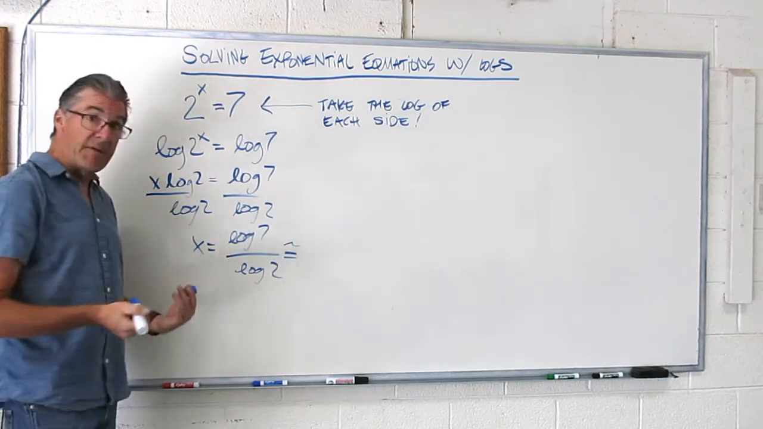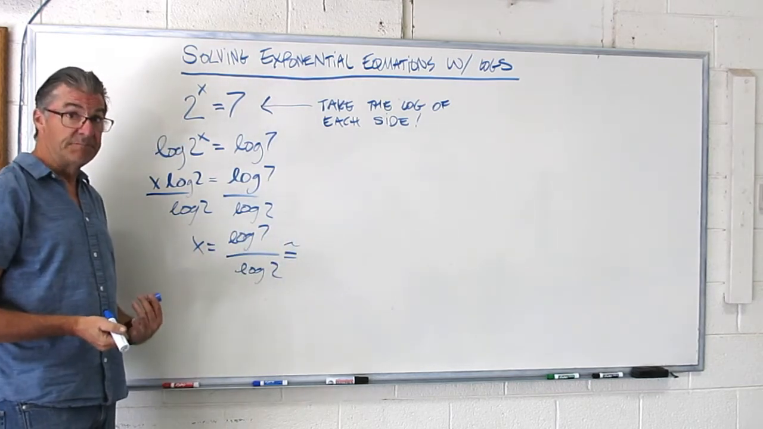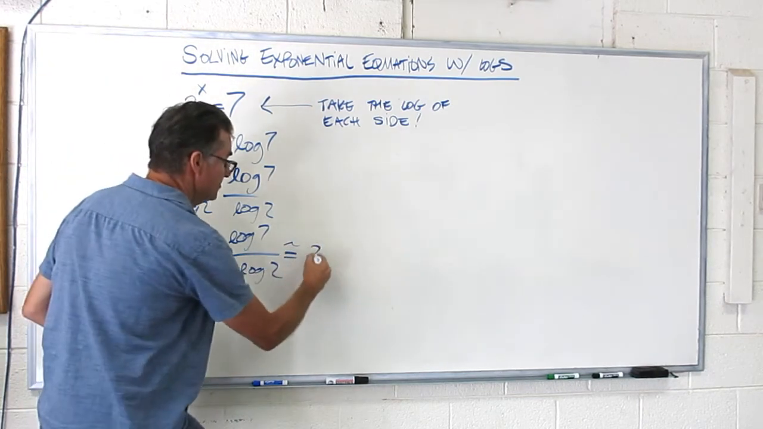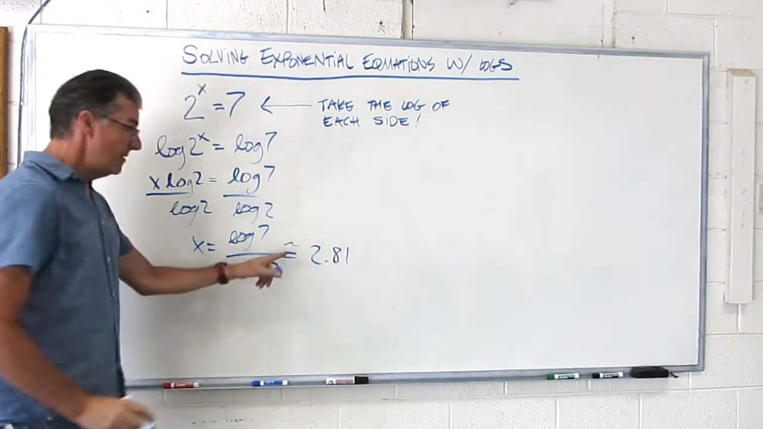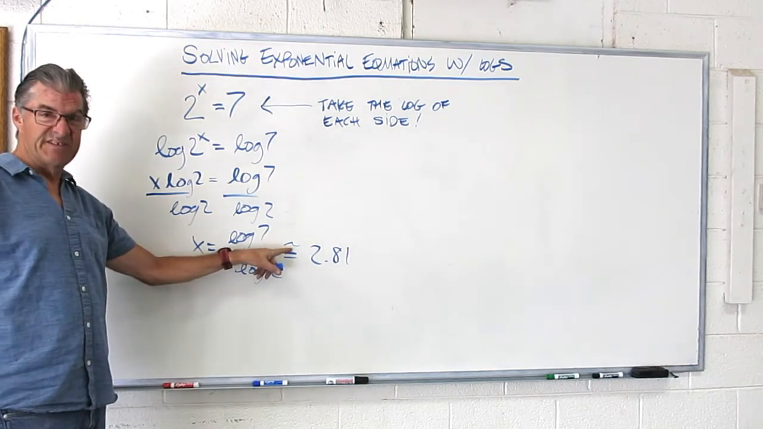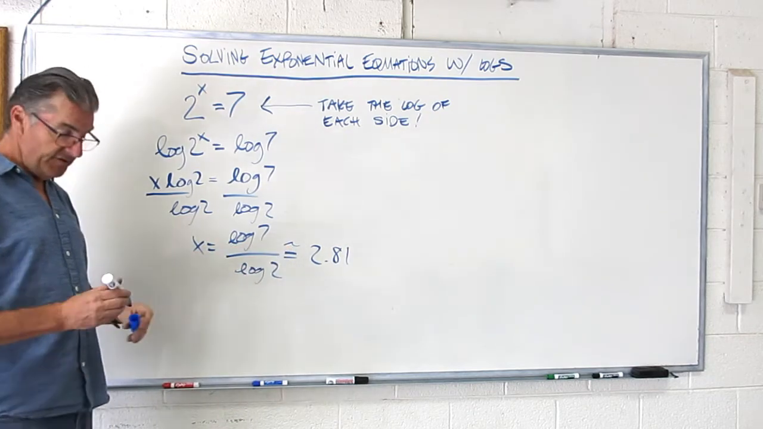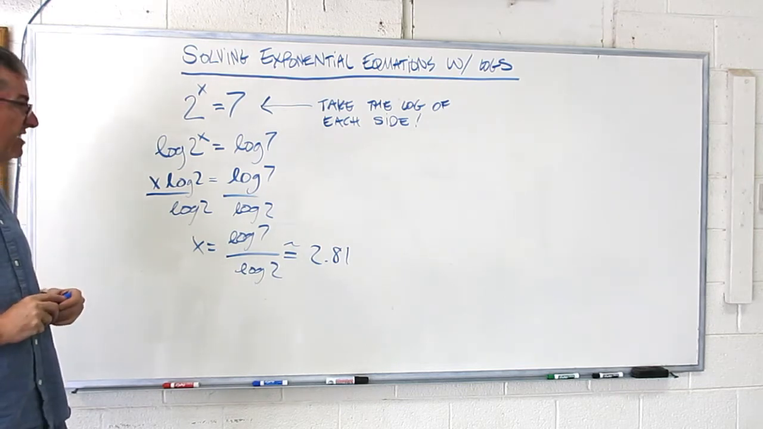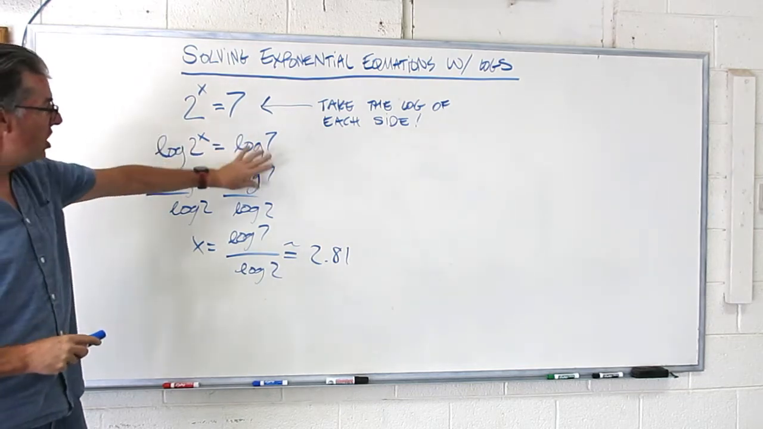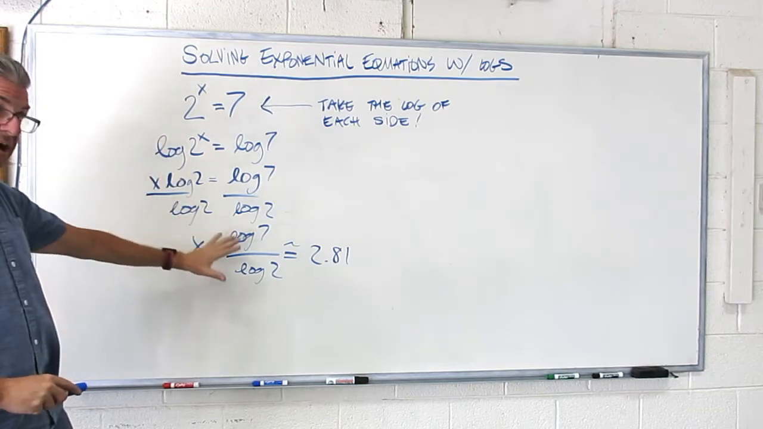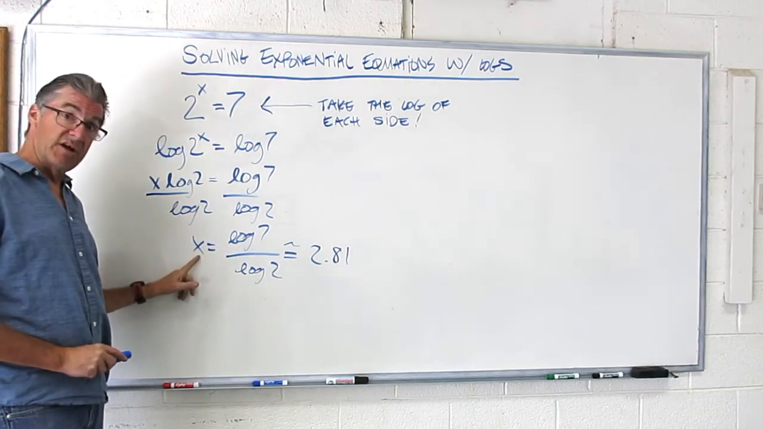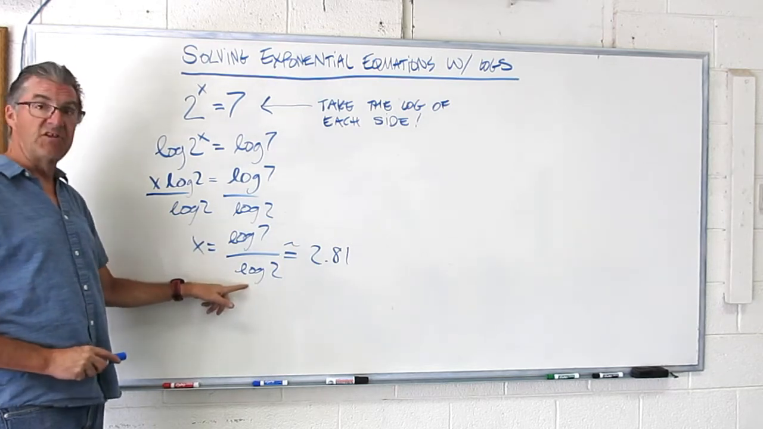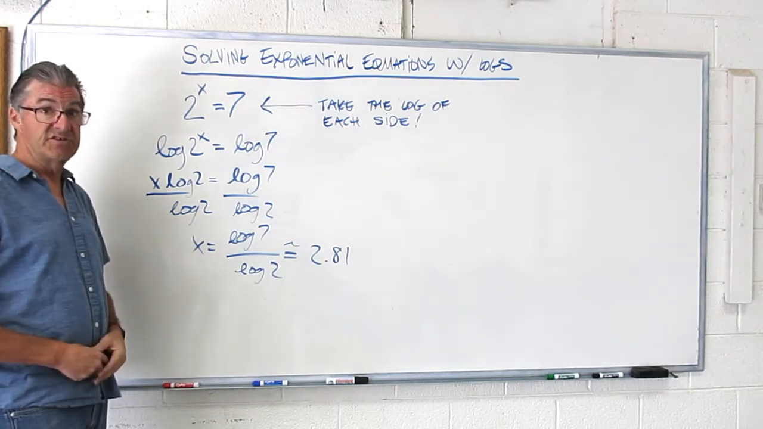And now I want to get out my calculator to solve that one. So the answer on the calculator rounded to 2 decimal places is 2.81. Remember to use this equal sign because that means approximately. And then also wait till the end to take the log. Don't start taking the logs in here. Work all your algebra all the way down until you have x alone on one side, and then take the log of 7 and divide it by the log of 2. And that gets you your solution.